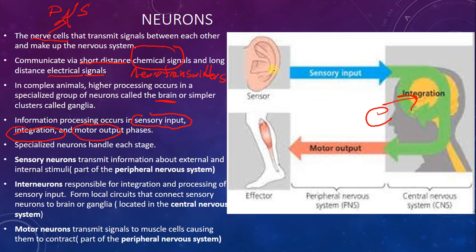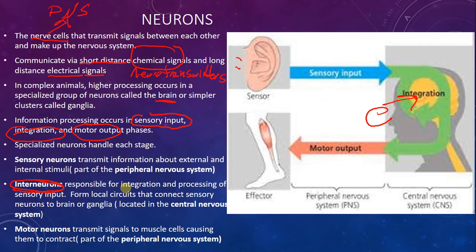So sensory neurons, like those you might find to send a signal from your eardrum to your brain, transmit information about external and internal stimuli to your central nervous system. And they're part of the peripheral nervous system, your sensory neurons. So for example, nerves in your eardrum that sense the vibrations transmit that signal from the outside world to the brain.